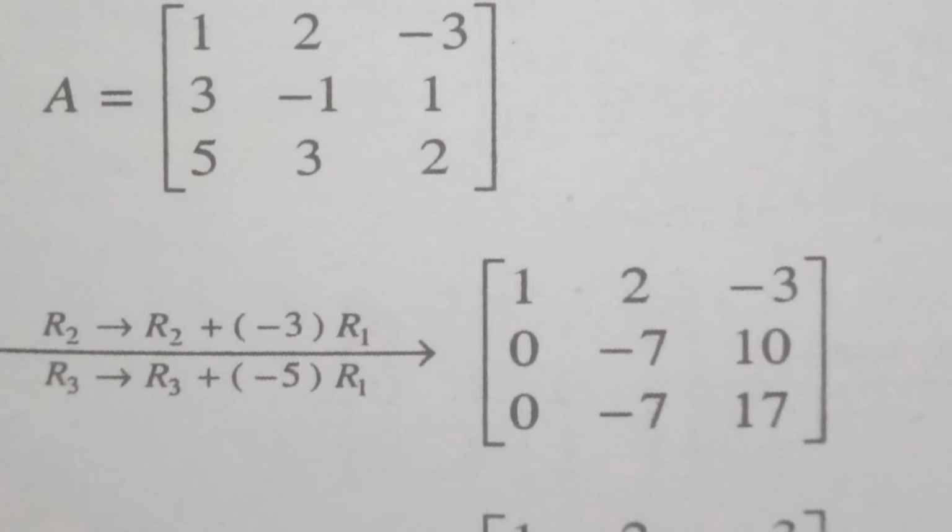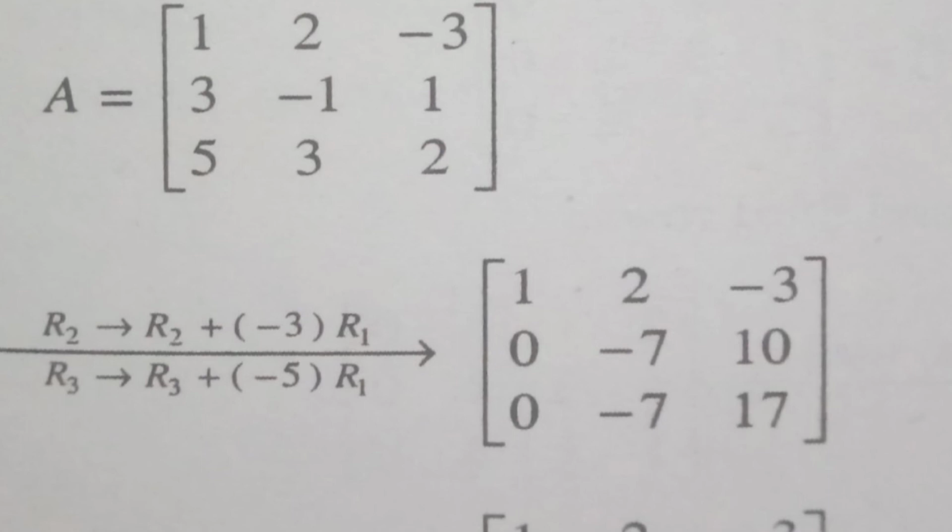So 1 into minus 3 plus 3 becomes 0. Minus 3 into 2 is minus 6, minus 1 becomes minus 7, and minus 3 into minus 3 becomes plus 9, and plus 1 becomes 10. So in the second row we have 0, minus 7, plus 10 instead of 3, minus 1, 1.